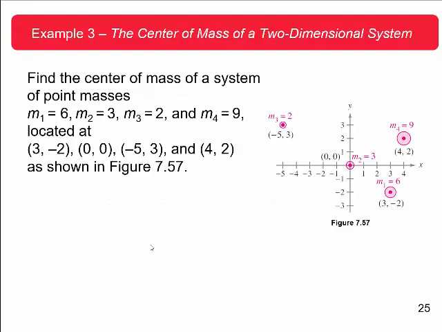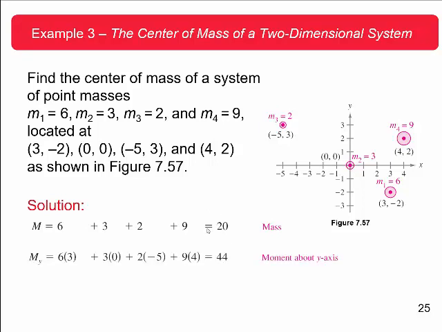Excuse me. All right, so let's find the center of mass of a system of point masses. M1 over here has a mass of 6, M2 has a mass of 3, M3 has a mass of 2, and M4 has a mass of 9, and there are their corresponding coordinates. Let's first find the total mass of the system. Just adding up the masses, it is 20.